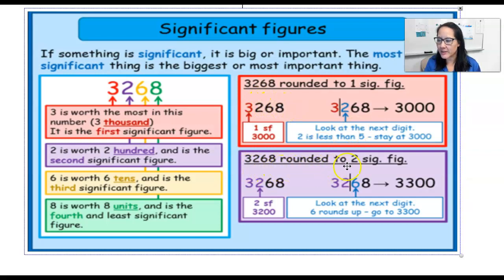Here we have 3, 2, 6, 8 rounded to 2 sig figs. So the 3 and the 2, because the 2 is followed by a 6, round it up to be 3. And then we need placeholders for the tens and the units place.